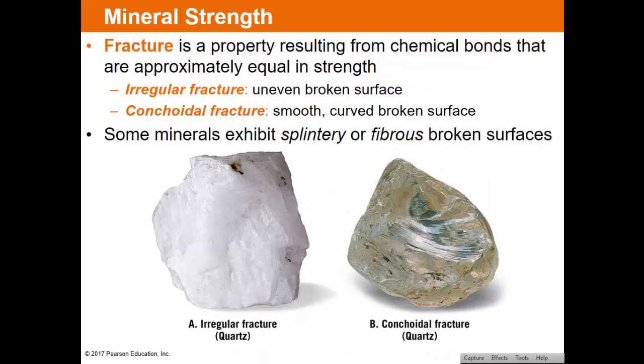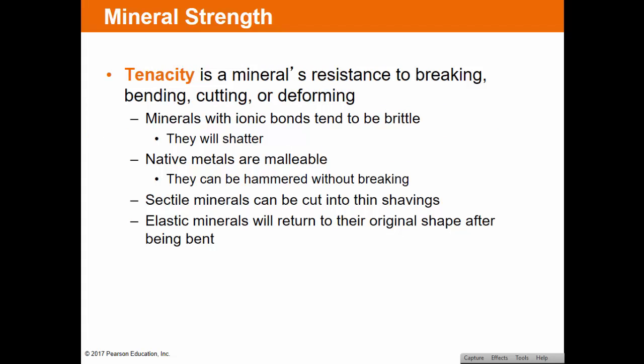Fracture results from chemical bonds that are approximately equal in strength. So you have either irregular fracture, which is uneven and broken, or conchoidal fracture, which is smooth and curved. And you can see the two. Quartz has an irregular fracture, where this other type of quartz has a more conchoidal fracture. So different types of fracture are found in different minerals as well. That's a property that can help identify the mineral.